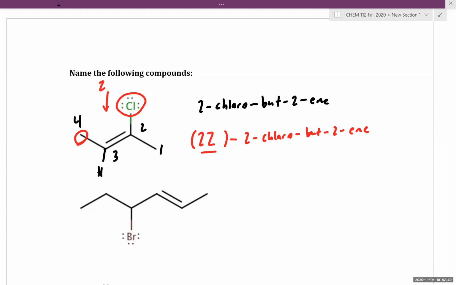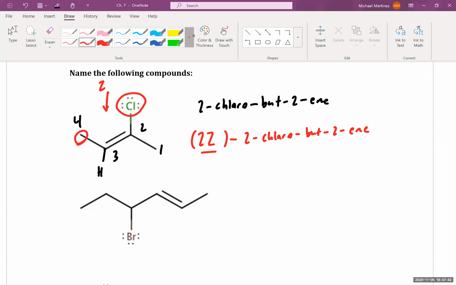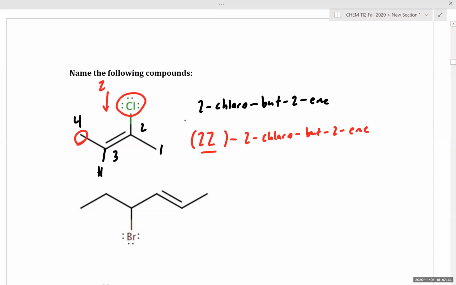So 2-chloro-but-2-ene is the generic name, not accounting for stereochemistry. We'll learn later on, and we'll tie together the concept of alkene stereochemistry with our naming rules to provide names that account for the stereochemistry. But the names that I've seen proposed in the chat looked great. I just wanted to add this additional layer that we're going to consider and that we're going to expand upon later on in this chapter.